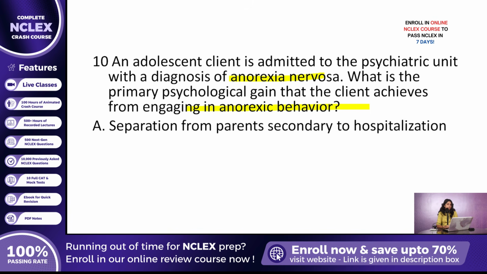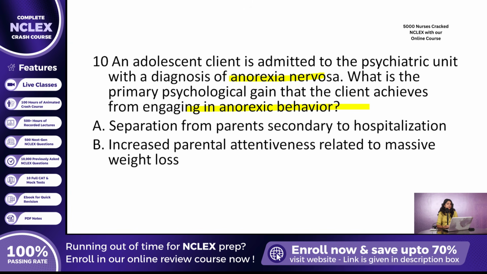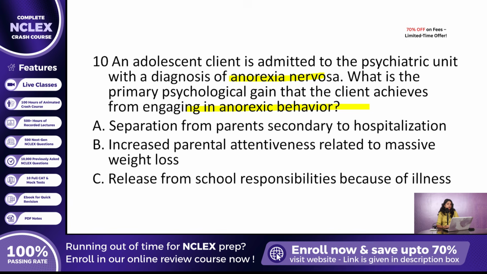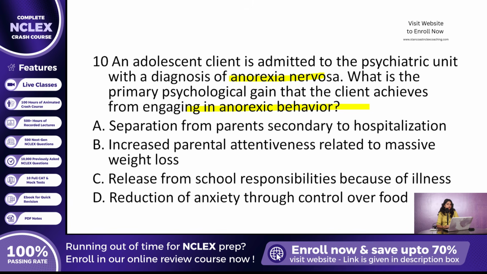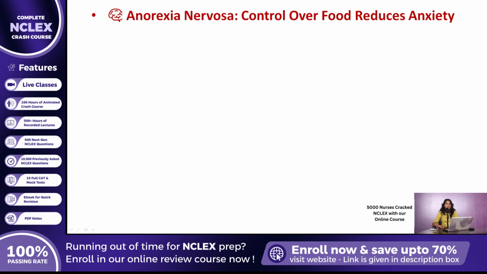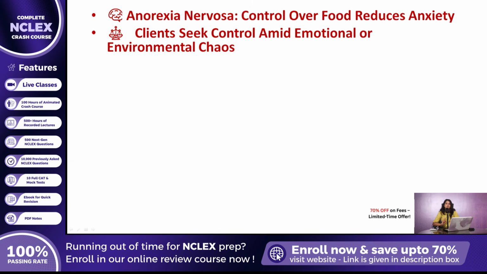A. Separation from parents secondary to hospitalization. B. Increased parental attentiveness related to massive weight loss. C. Release from school responsibilities because of illness. D. Reduction of anxiety through control over food. The most accurate and insightful choice is option D, reduction of anxiety through control over food, which is the correct answer. This response highlights the key psychological dynamic in anorexia nervosa.